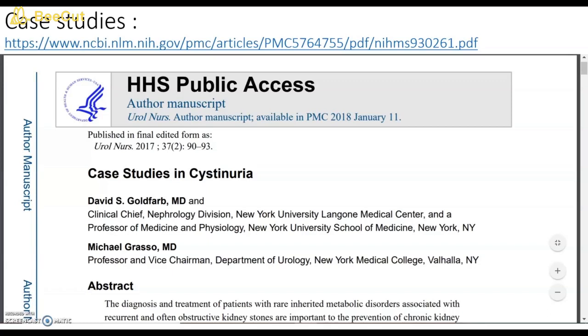Okay, so one such example I have quoted here, this got published in Neurology Nurse. So this was published in the year 2017 in the 37th volume, second issue, on page number 90 to 93. These are the authors of this paper and this is the abstract. Okay, so this is how it appears as case studies.